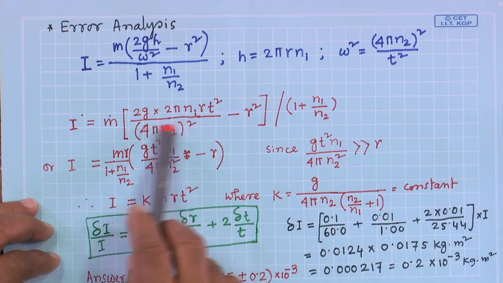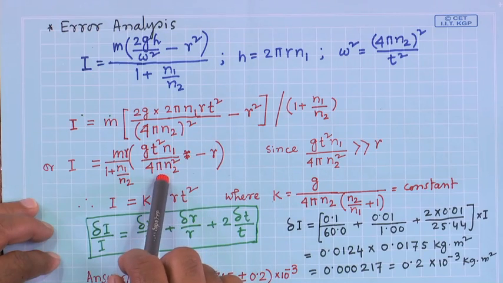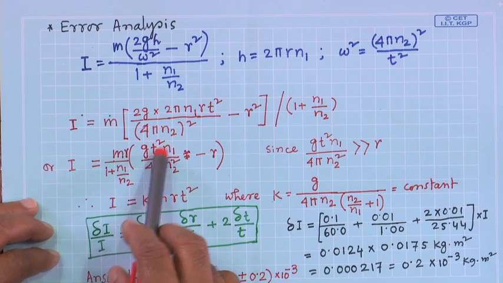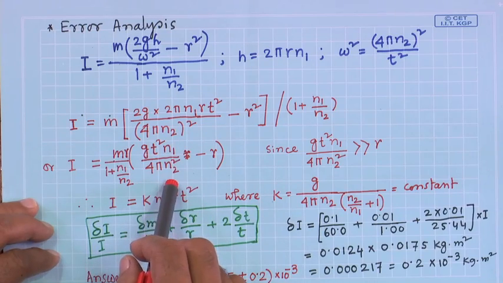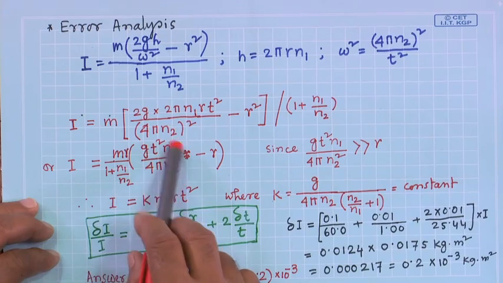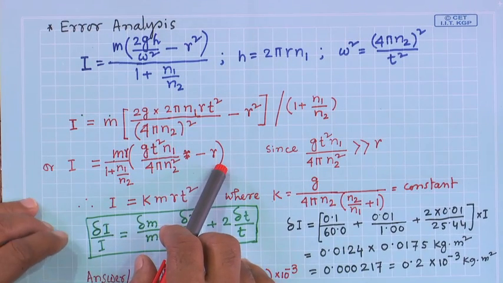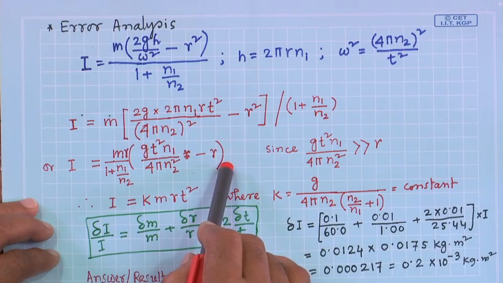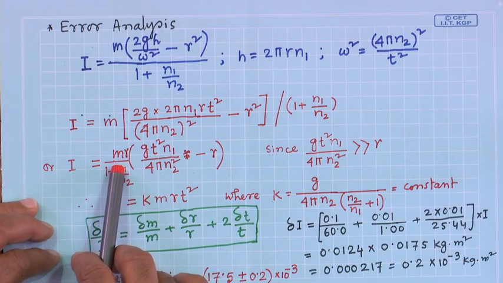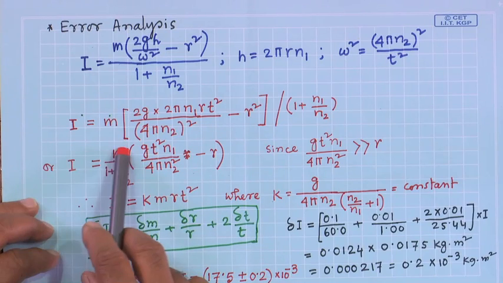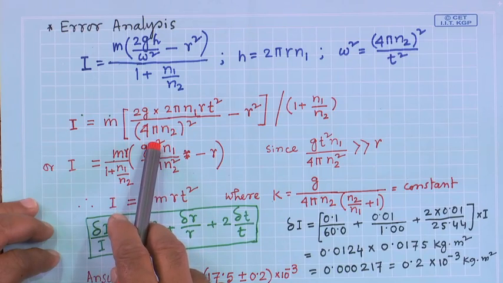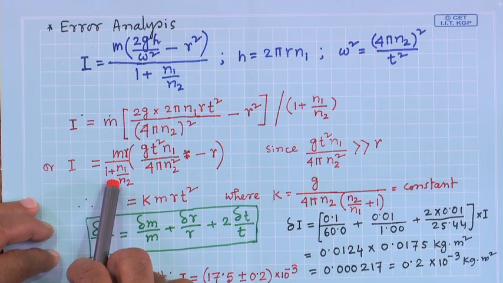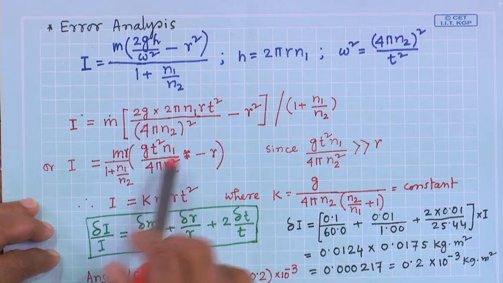Now, in this expression, r is 1 centimeter as I told you. But the g value, the t value, t is 25 point something, and then n 1 divided by n 2 square. So, this term is very much greater than r. If it is very much greater than r, then we can neglect this r. Then we can write I equals m r t square, and the rest of the things are basically constant, because we have not measured them.